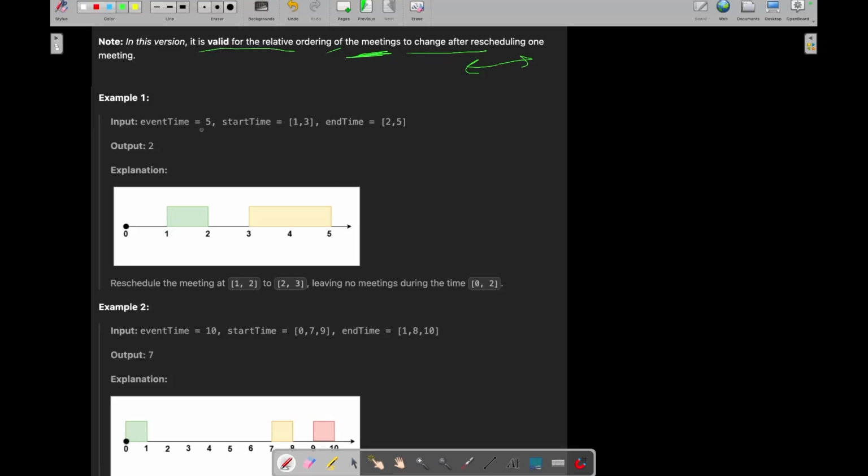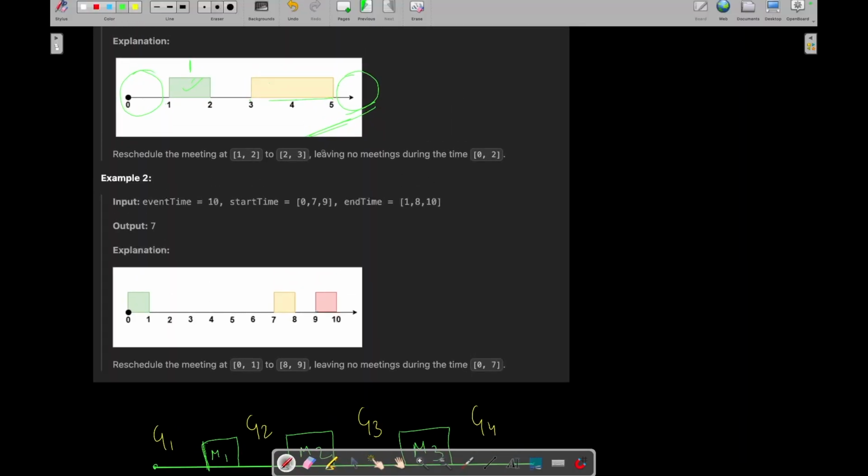In this example, we have been given that event time is 5. One meeting starts at 1 and ends at 2, and another starts at 3 and ends at 5. So in this, what can we do? We can't pick this meeting and put it here, and we can't pick this meeting and put it here. In this example, we can't change the relative order of meetings in any way, because this meeting is of length 2 and there is no space for length 2, and this meeting is of length 1 and there is no space for length 1. So there is nothing new in this example, it is just like the previous one. So let's see some other example.